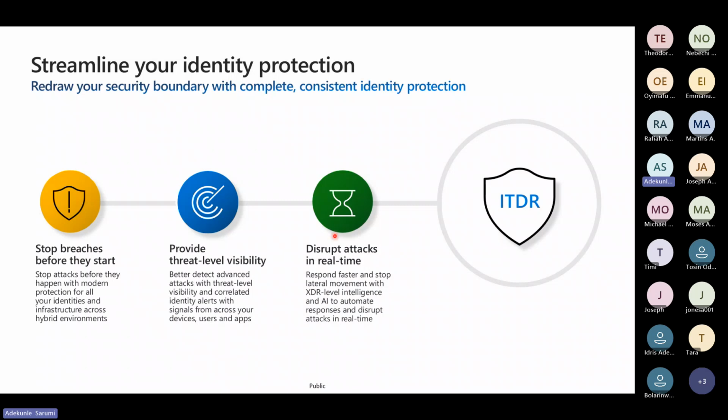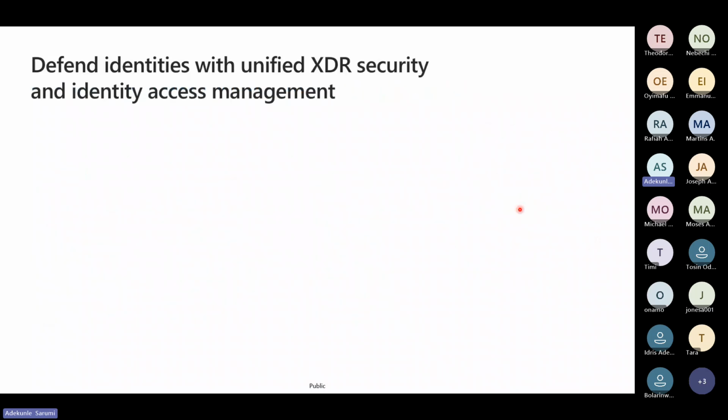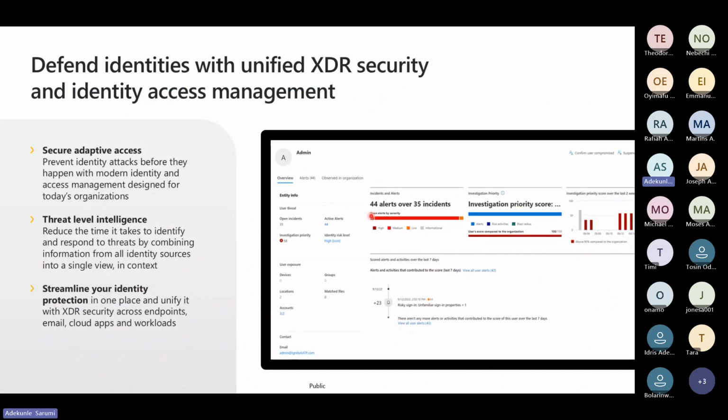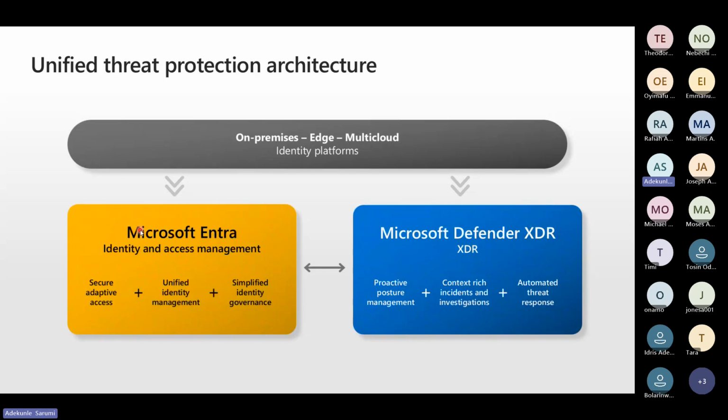Also, it will be good to disrupt attacks in real time so you can respond faster and stop your lateral movements with XDR, AI, and automation. So all this helps you to form your standard identity threats detection and response component. With all this, you're already protecting your identities. We'll see there's also a part for the Defender for Identity in the admin center. We'll see secure adaptive access, threat level intelligence, as the case may be. And lastly, on this is the unified threat protection architecture.